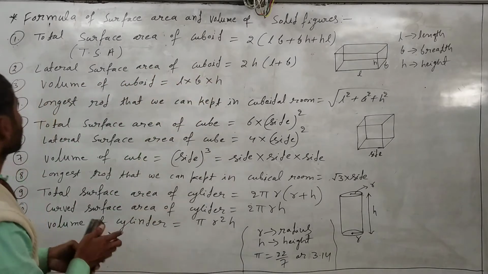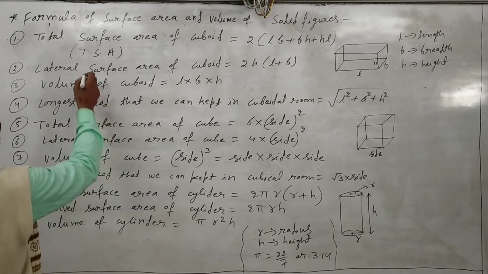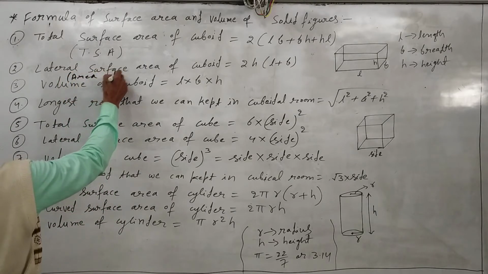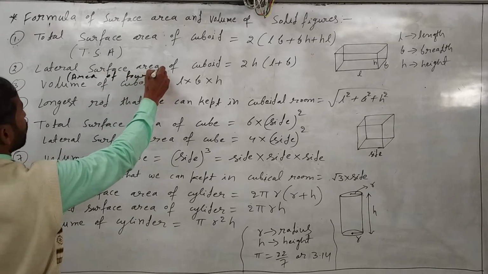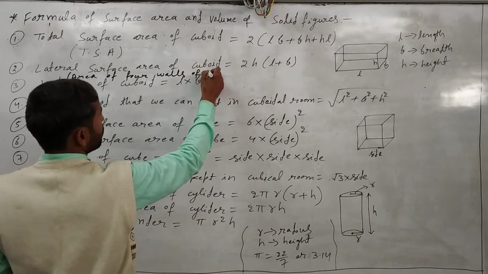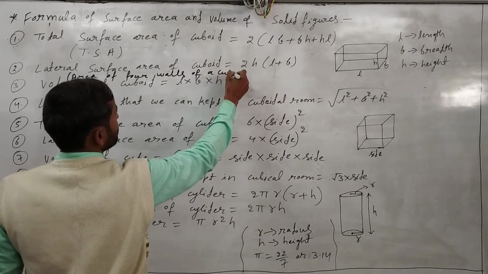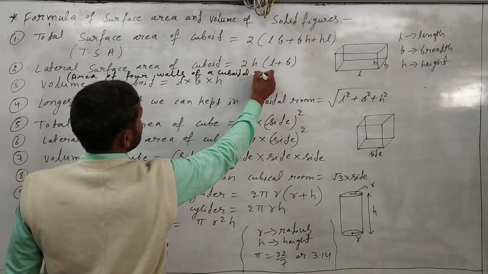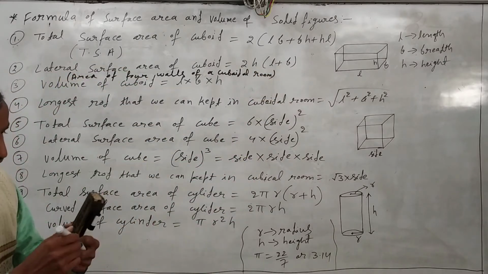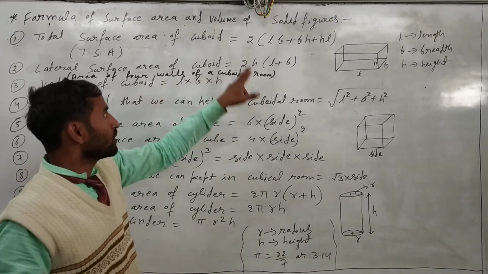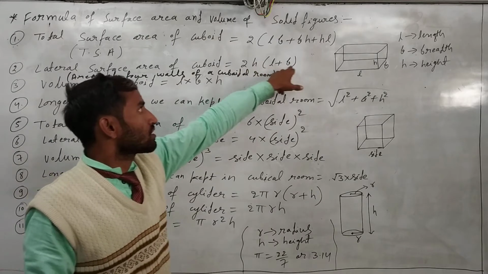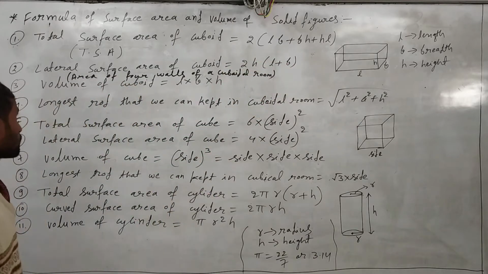Or we can say this formula is the same as the area of 4 walls of a cuboidal room. So this is the lateral surface area of a cuboid. The formula is 2 into height into (length plus breadth). This is the lateral surface area of a cuboid.